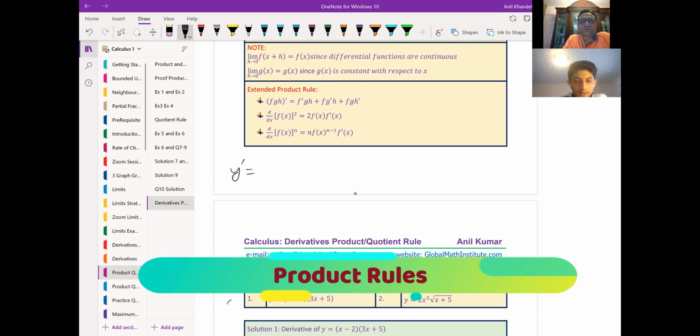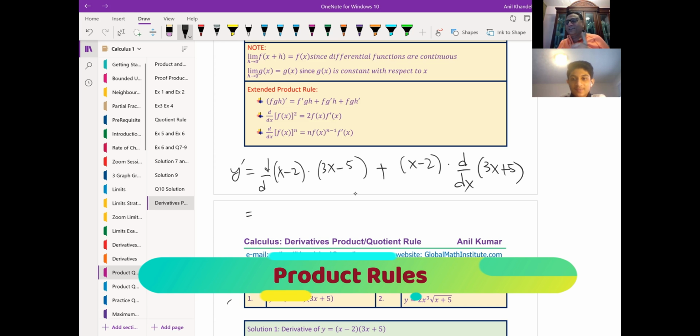Yes, sir. So it would be the derivative of x minus 2, which is 1. Right. So basically, you write like this: d/dx of x minus 2 times the second function, which is 3x plus 5, plus the first function as such, which is x minus 2 times d/dx of 3x plus 5. You get the idea, right? Yes, sir. Now, what is the derivative of x minus 2? 0, sir. 1. Oh, constant. Sorry, 1. Because the derivative of x with respect to x is 1, right?